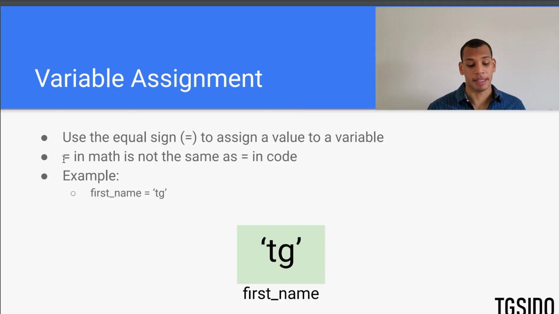All right, so now for variable assignment, we actually use the equal sign to assign a value to a variable. So basically storing something in the box. And remember that the equal sign in math is not the same as the equal sign in code. And here's a little example. First name equal to TG. So we're basically storing this TG inside of the box for first name.